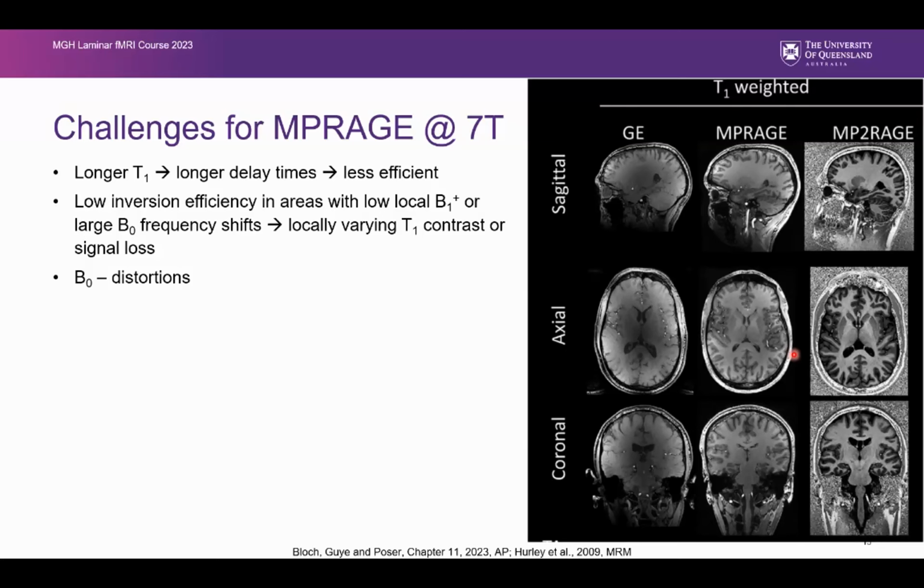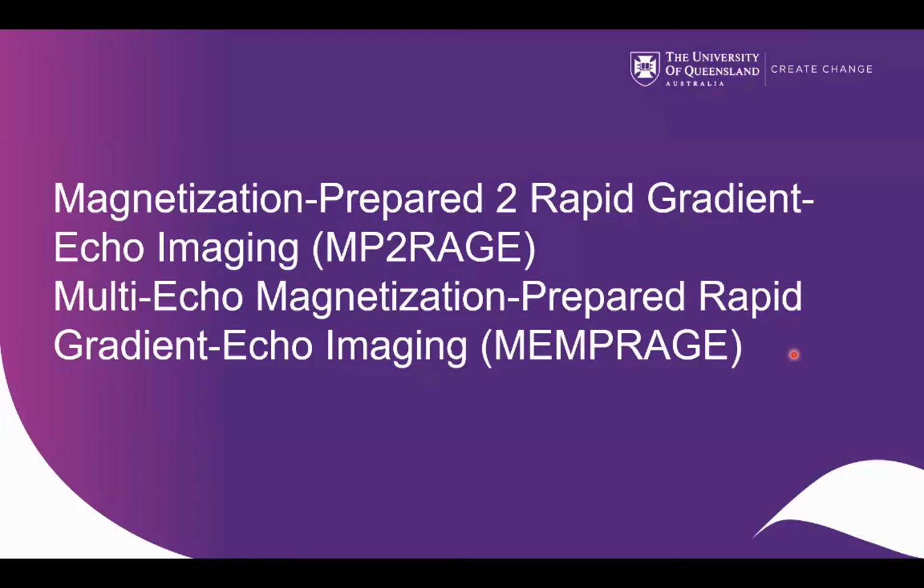So be aware of that as well. So what have people done to deal with these issues, especially the B1 issues? There are two sequence types. One is MP2RAGE and the other one is MEMP-RAGE.